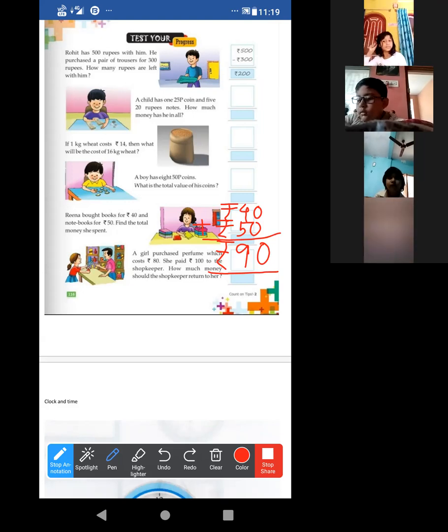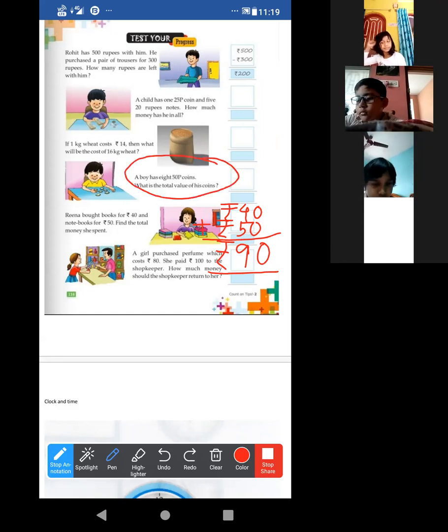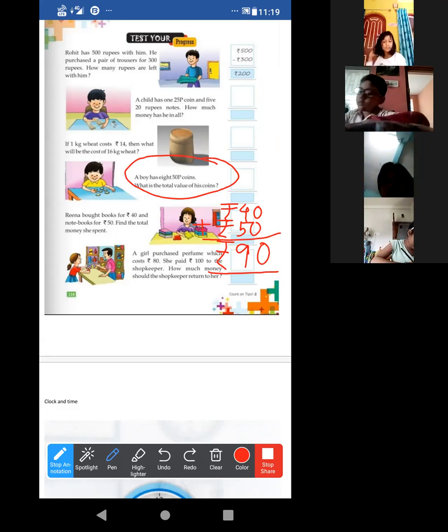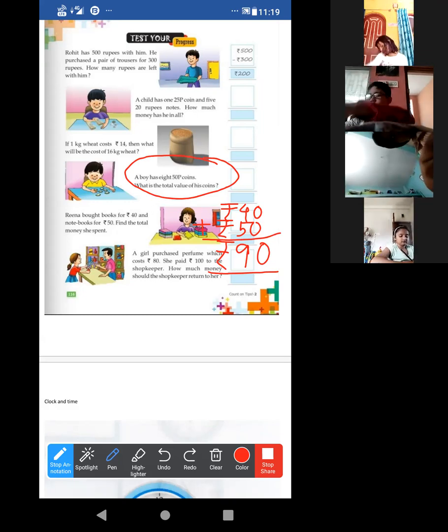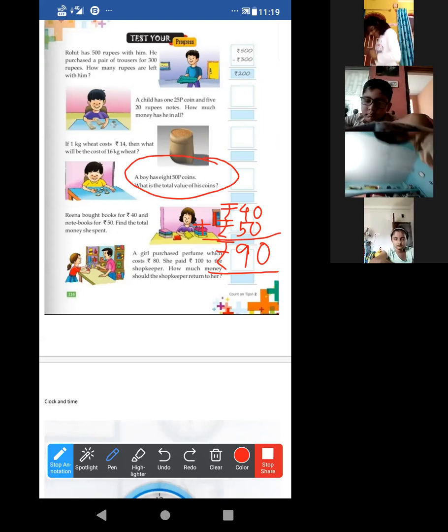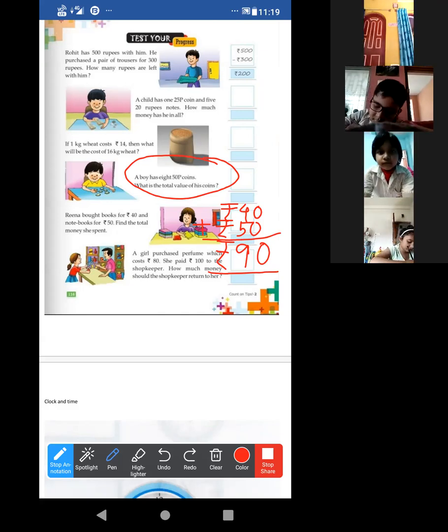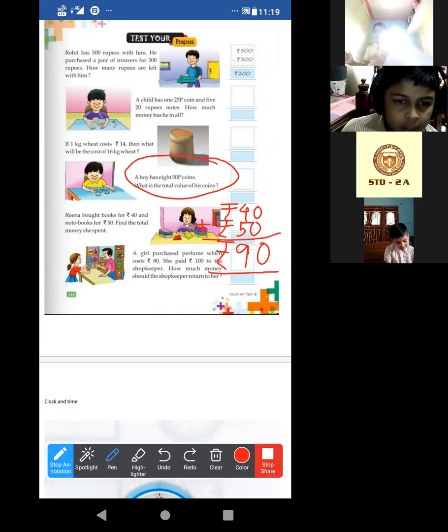Acha, don't think that in this chapter only money related addition and subtractions are there, so we will do only addition or subtraction. No, you can do multiplication also, as we have learned all the things. Whatever is easier to you, because in the exam it will not be mentioned which process you have to do. Okay.